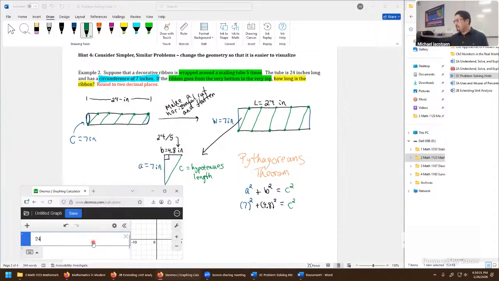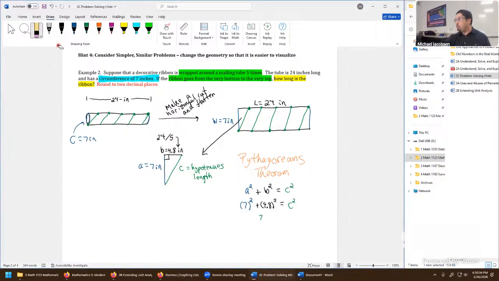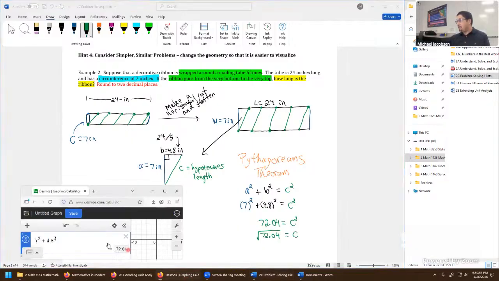Move that down. So 7 squared plus 4.8 power 2 comes out as a 72.04. So 72.04 is now, actually, let's keep that grade, no harm. 72.04 equals c squared. And to solve this equation for the variable c, all we have to do is take the square root of both sides. So on paper, it would look like this. Square root 72.04 equals just c now on the right-hand side.